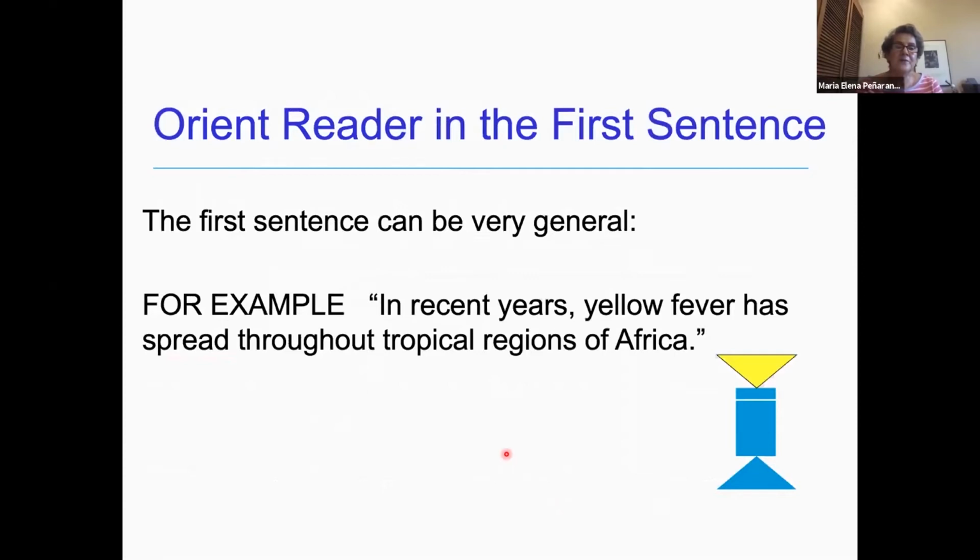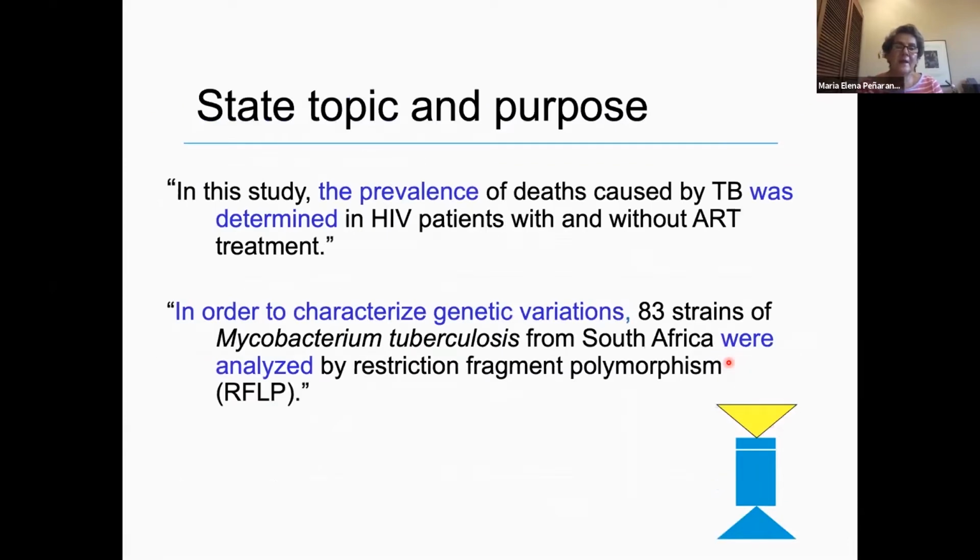So the first sentence can be general, like I was saying. An example: in recent years, yellow fever has spread throughout the tropical regions of Africa. So that's a very general sentence at the top of the inverted pyramid. And then state the topic or purpose. In this study, the prevalence of death caused by TB was determined in HIV patients with or without our treatment. So this is what we set out to do in the study.